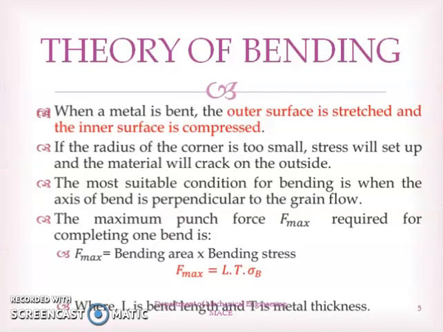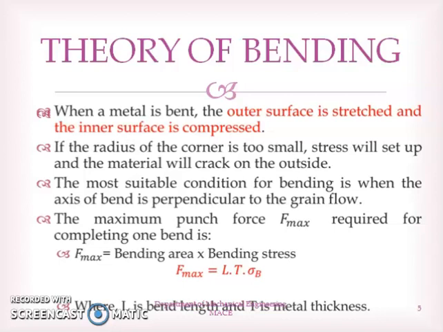Now let's discuss the theory of bending. When a metal is bent, the outer surface is stretched and the inner surface is compressed. So if the radius of the corner is very small, the stress will be high and the material will crack on the outer side.